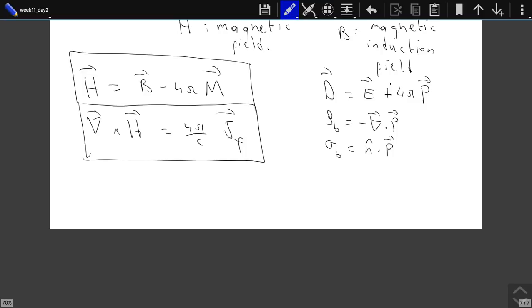And you also define this new kind of field, H, which mainly depends, at least the equation that this new field satisfies depends only on J, on the current that you control. In the case of D, it satisfied this equation: divergence of D was equal to 4 pi rho. Now in this case, curl of H is 4 pi over C J.